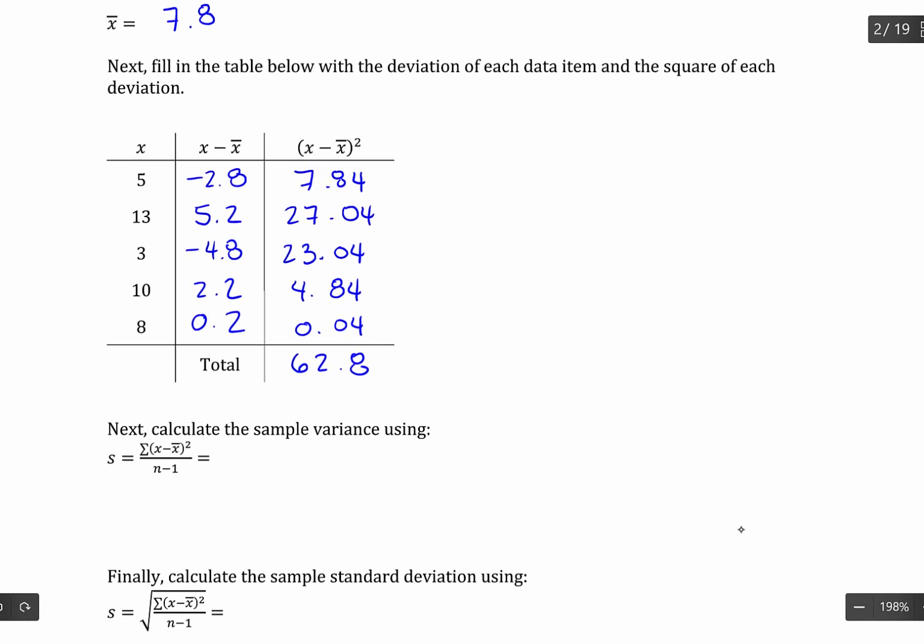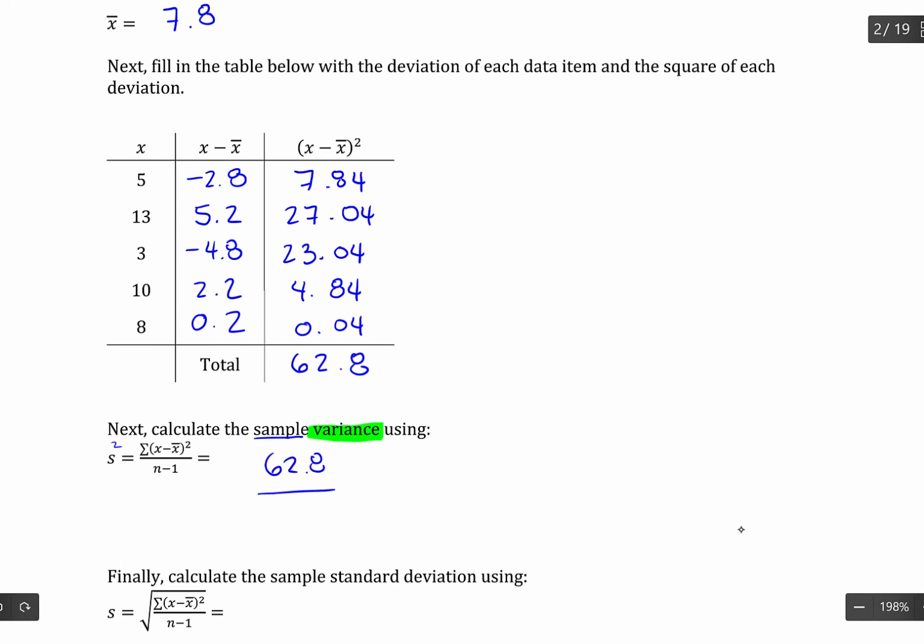In the next part it says calculate the sample variance, using s equals, well, in fact, that should be s squared, right? That's the symbol for variance. So s squared equals the sum of the deviations squared, which is what we have here. This sigma means the sum of a bunch of data items, and these are those data items. So we'll take that sum, 62.8.